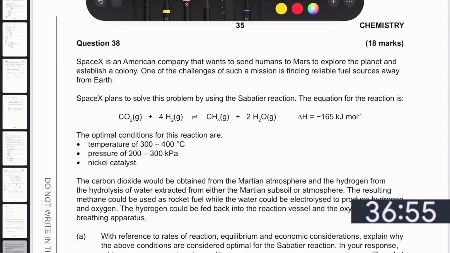The carbon dioxide will be obtained from the Martian atmosphere and hydrogen from hydrolysis of water extracted from either the Martian subsoil or the atmosphere. The resulting methane could be used as rocket fuel, while the water could be electrolyzed to produce hydrogen and oxygen. The hydrogen fuel could be fed back into the reaction vessel.